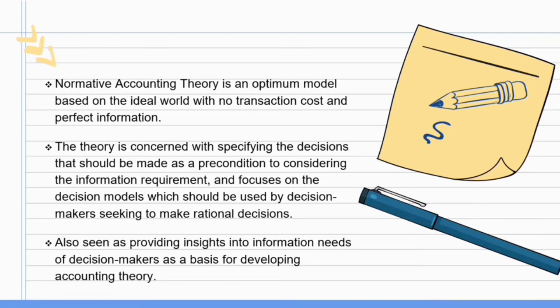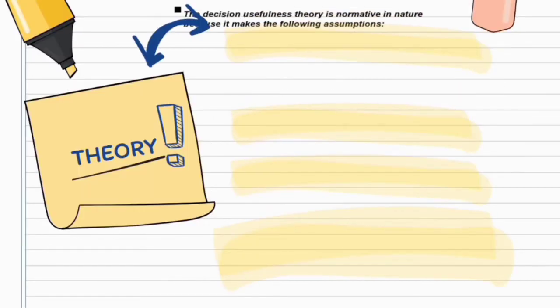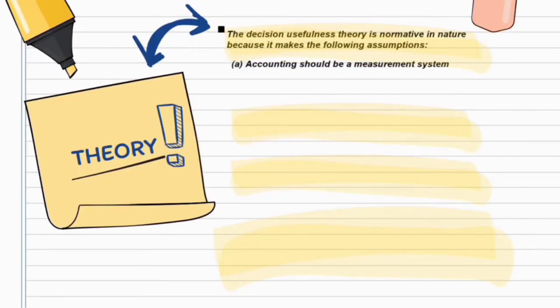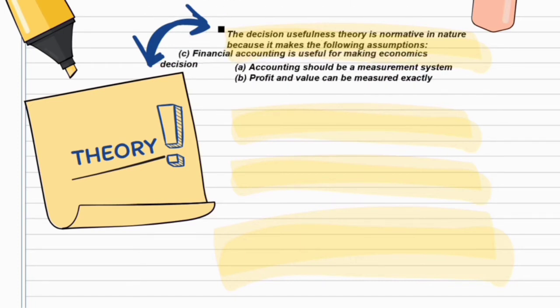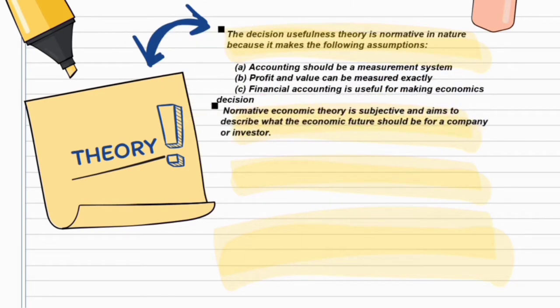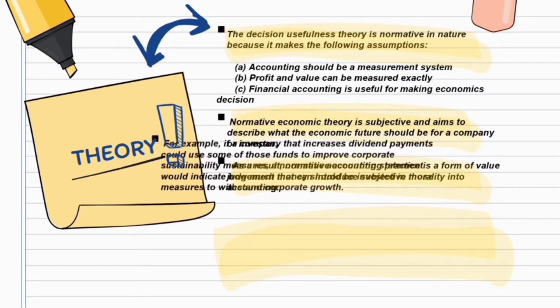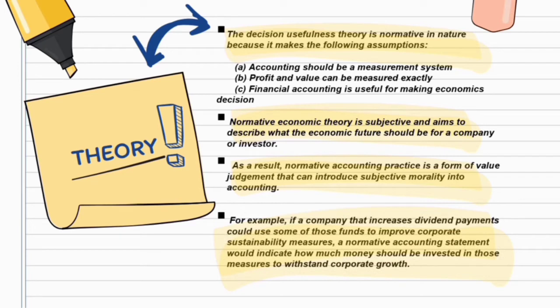Normative accounting theory is also seen as providing insight into the information needs of decision makers as a basis for developing accounting theory. The decision usefulness theory is normative in nature because it makes the following assumptions. A. Accounting should be a measurement system. B. Profit and value can be measured exactly. C. Financial accounting is useful for making economic decisions.